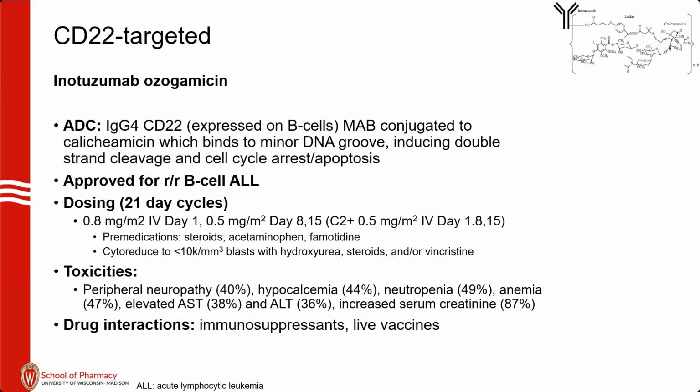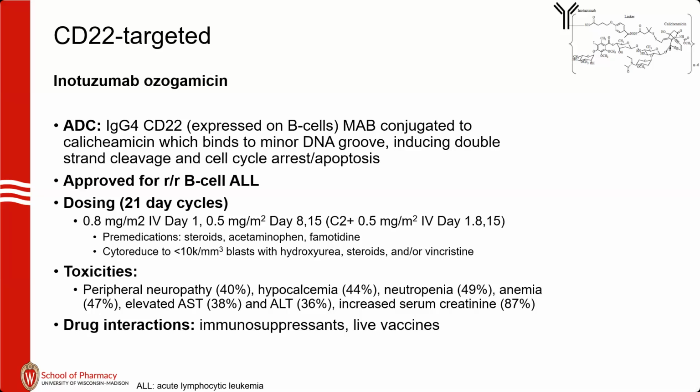I will point out that it requires pre-medications and that the FDA labeling requires cytoreduction. So you really want to try and tamp down your disease as much as possible on the front end with pre-phase chemotherapy or hydroxyurea or steroids or vincristine in some way to try and decrease your tumor lysis risk with this drug in the upfront setting.